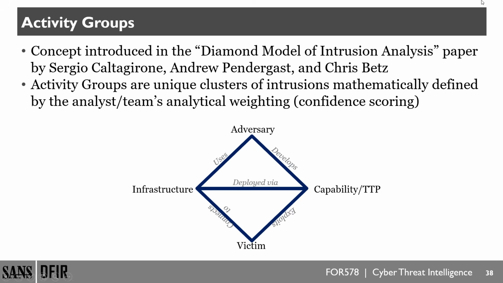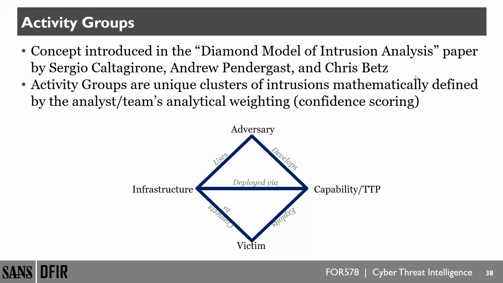Take some time, it's a meaty paper, so maybe break it up across a few different days, but take a look at that Diamond Model paper, and it introduces this concept of activity groups, which are just clusters of intrusions using some kind of mathematical weight or scoring. And this is one interesting thing about the Diamond Model paper: you look at the Diamond Model and you're like, yeah, it's really simple. It's just these 4 points.